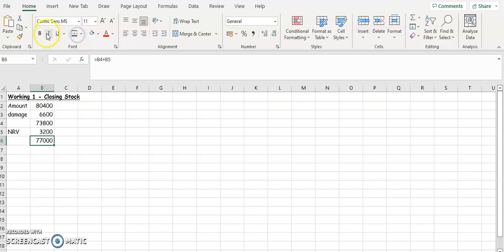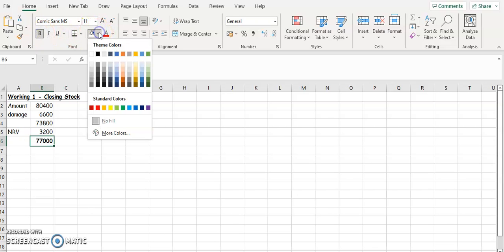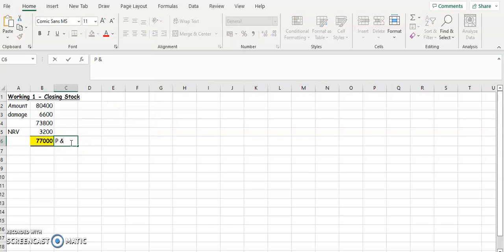77,000, and that's going to go into your balance sheet as a current asset, and it's also going to go into your profit and loss account as part of your trading, and in your balance sheet as part of your current assets.